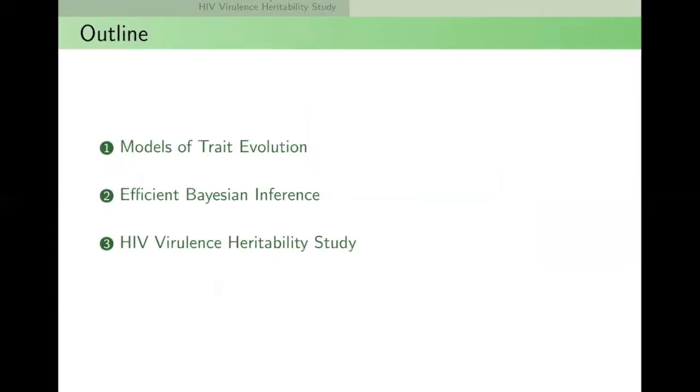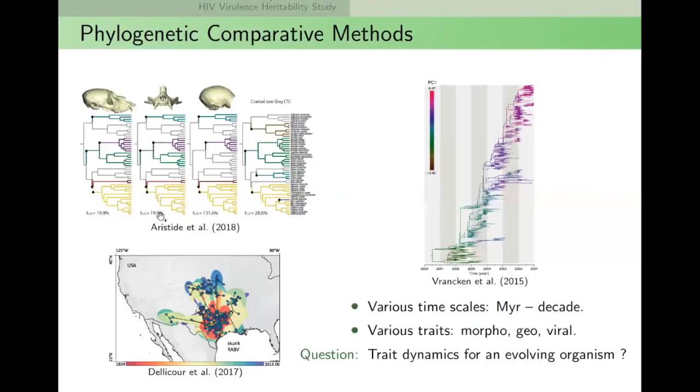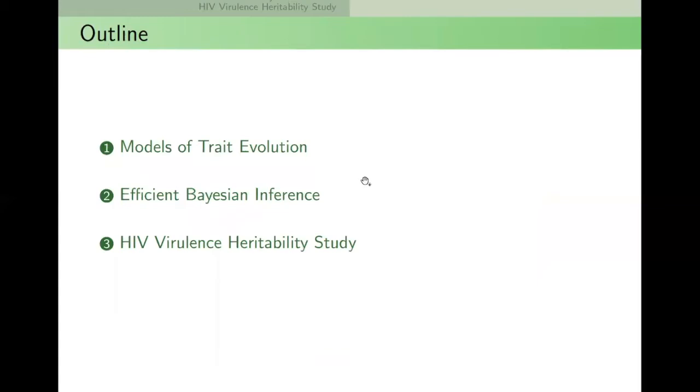So the basic plan for this talk is, first I'm going to talk about models of trait evolution. What kind of model can we apply on these phylogenetic trees? Then, how can we do the inference for these models? And finally, I will present an example for the study of the heritability of HIV.